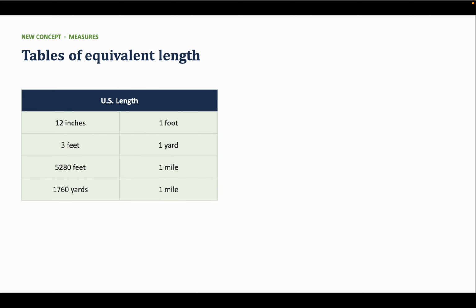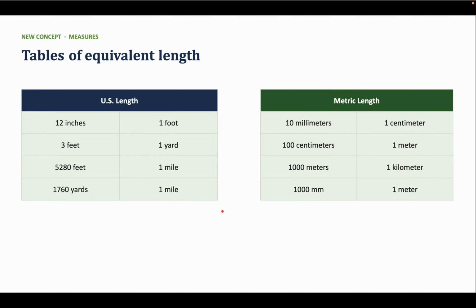Tables of equivalent length. In the US customary system, 12 inches is equivalent to 1 foot, 3 feet is equal to 1 yard, 5,280 feet are in a mile, or 1,760 yards are in a mile. With the metric system, we have 10 millimeters equaling 1 centimeter, 100 centimeters equals 1 meter, 1,000 meters is 1 kilometer, and 1,000 millimeters equals 1 meter. This might be a good screen to screenshot or memorize, because you will need to use these conversions in your problems.